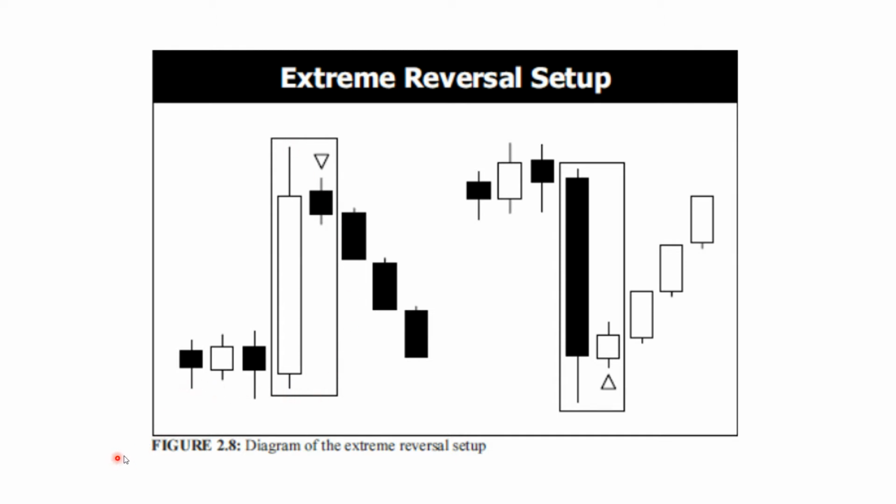Say for example you are in an up move and then suddenly you find one very big candle being formed whose size or length is at least 3 to 4 times the size of the last few candles or the average candle on that day. So suddenly when you see a big candle form, that is the first sign, or first part, of the extreme reversal setup.